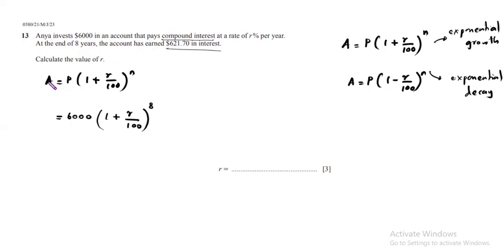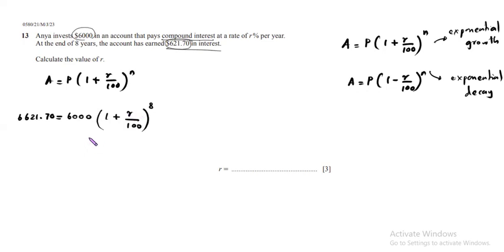The final amount is the amount we started with plus the interest together, which means we have 6,000 and 621.70. Together is what we need to substitute here. So that's going to be $6,621.70. So this is what I need to substitute here. Then I need to rearrange this equation to find what R is.